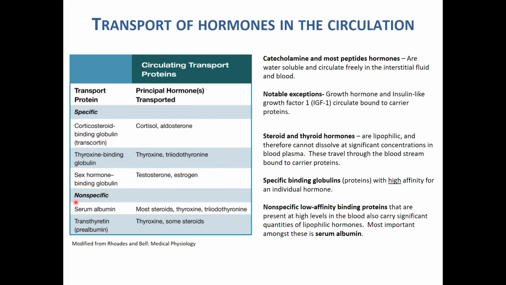Now we also have other proteins which are very abundant in the blood system. They have very low affinity. The most important of these is going to be serum albumin. And since it's such a high concentration of this protein, it can bind some of these lipophilic hormones at high levels. And so it's also very important in carrying the hormones through the blood system.